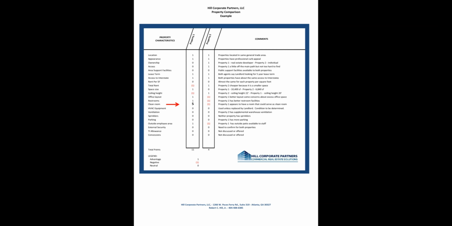This is an example of the property comparison worksheet. It's comparing two properties on about 22 characteristics, and we are grading the properties based upon those characteristics. Now, please note the red arrow where we have given a 5 to the clean room characteristic for one of the properties. We'll talk about that in a few minutes.